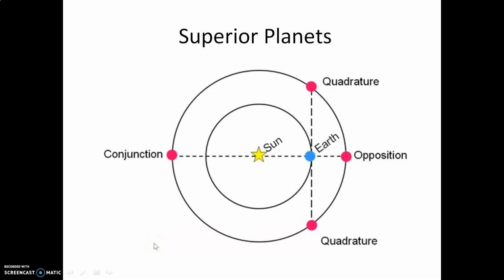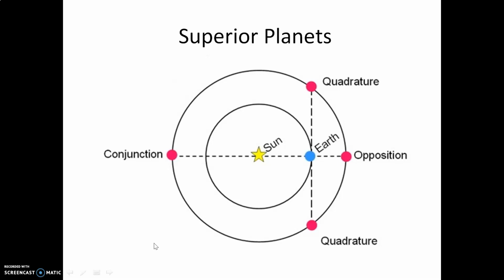This is a short screencast depicting the important planetary configurations as originally defined by Copernicus back in the 16th century. First of all, Copernicus divides up the planets into two categories. We have what are first of all referred to as the inferior planets. This is Mercury and Venus. These are the planets that are closer to the Sun than the Earth.